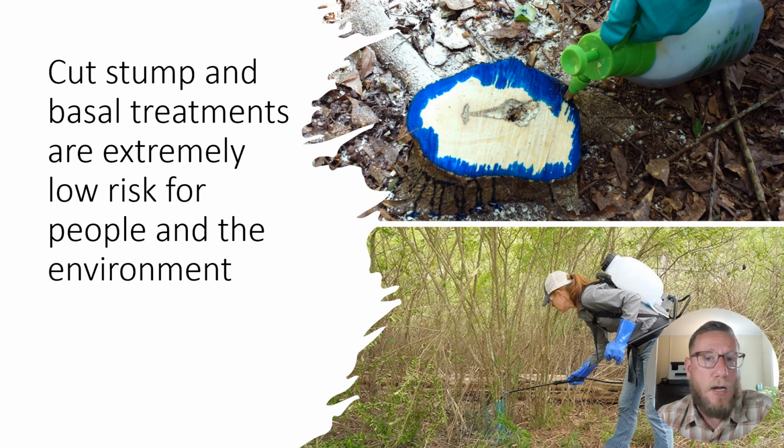Okay, another treatment strategy is a cut stump treatment or a basal bark treatment. These are extremely low risk for people and the environment, and also have almost no potential for any type of drift or overspray. So this is a very targeted application. There's a very low amount of highly concentrated herbicide which is used along that cambium layer of that cut stump.